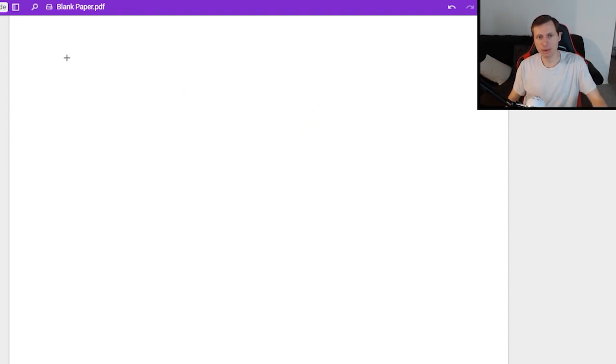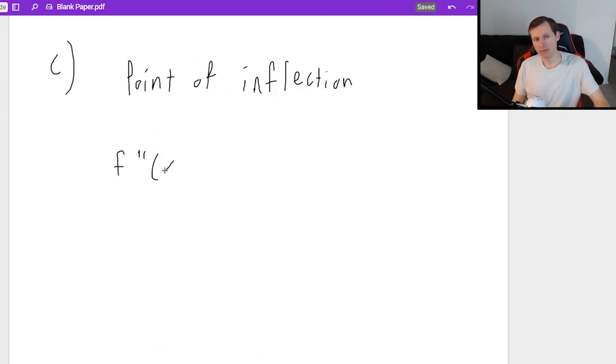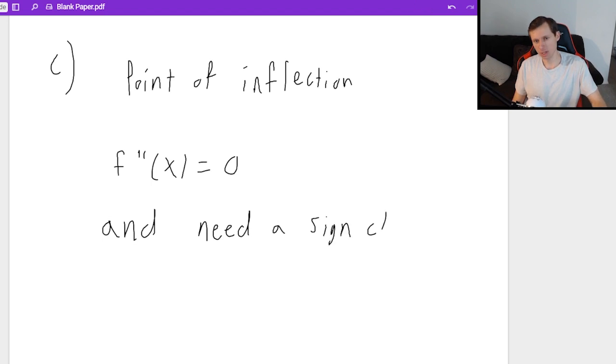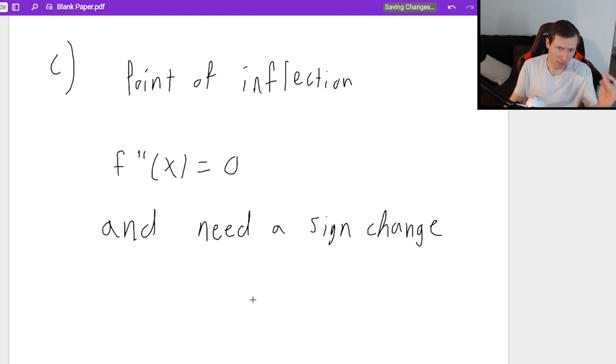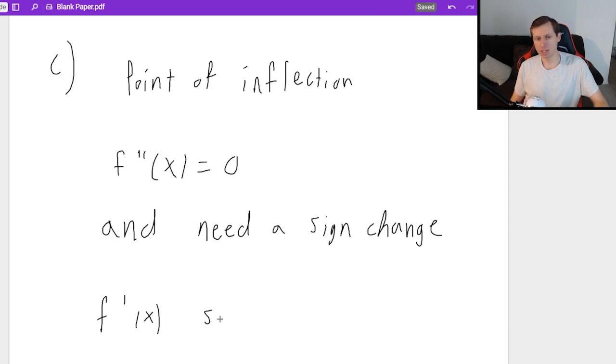So first we need to remember what a point of inflection is. That is where the second derivative equals 0. It's kind of like a critical point, but for the second derivative. And you need a sign change. We're going to need a sign change for the second derivative as well. So first let's find where f double prime of x equals 0. Remember, we're only given f prime of x. So if we want to find f double prime of x, that's the slope of f prime of x. And we're looking for where the slope equals 0.